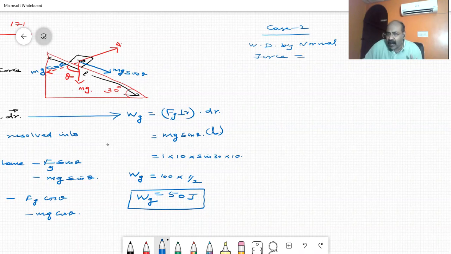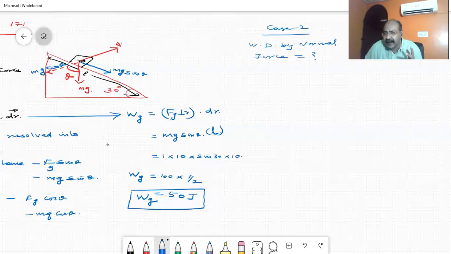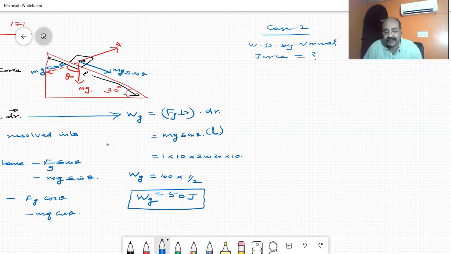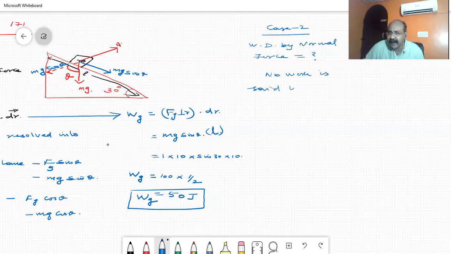See, the normal force acts perpendicular to the inclined plane, and no displacement is produced in the direction of that force. Since there is no displacement, or we can say the motion of the body is perpendicular to the normal force, no work is said to be done. See, the work done by the normal force is given as: no work is said to be done by the normal force.